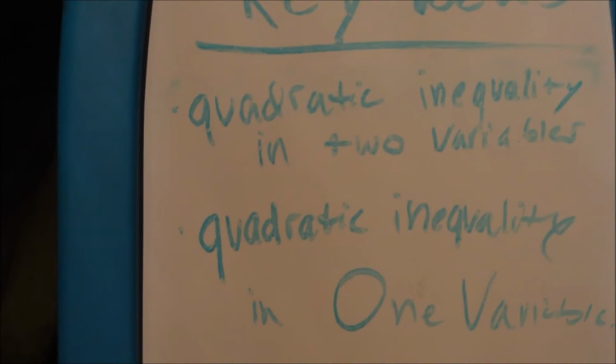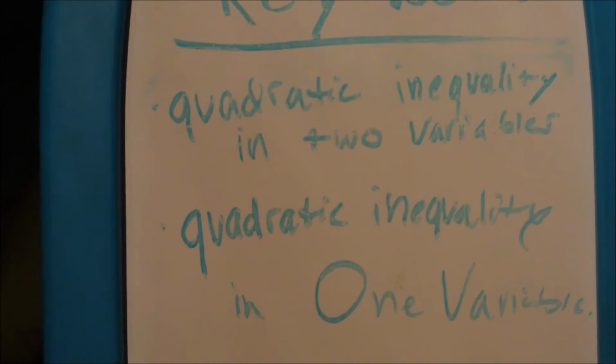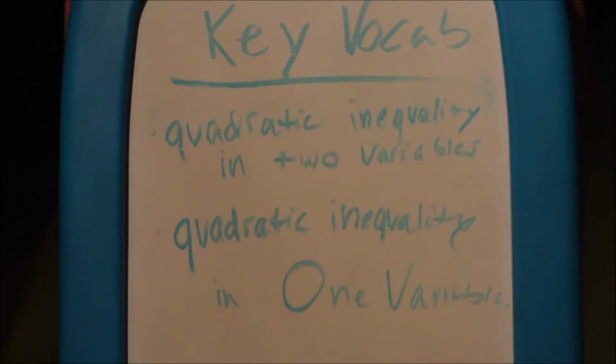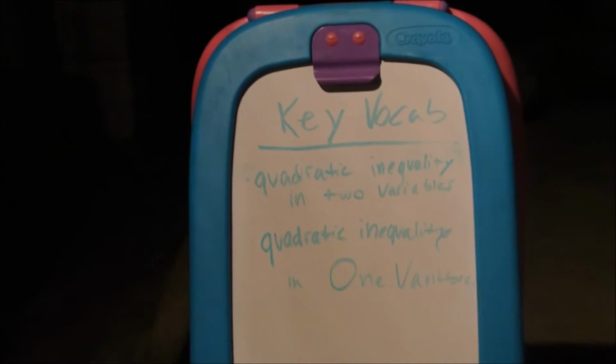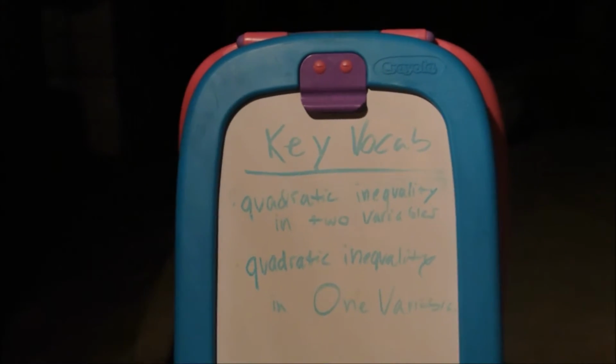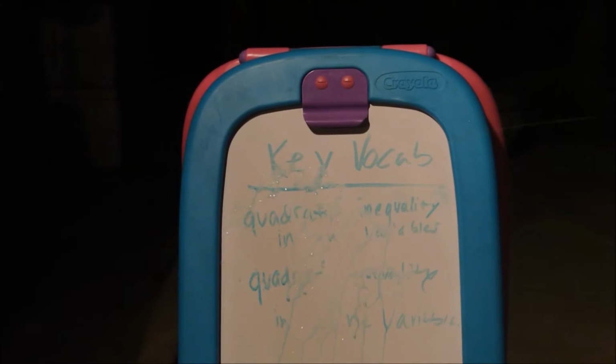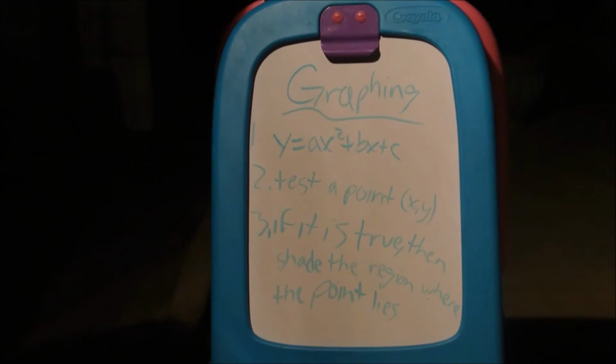A quadratic inequality in 1 variable can be written in one of the following forms. ax squared plus bx plus c equals 0. ax squared plus bx plus c is less than or equal to 0. Graphing a quadratic inequality in 2 variables.